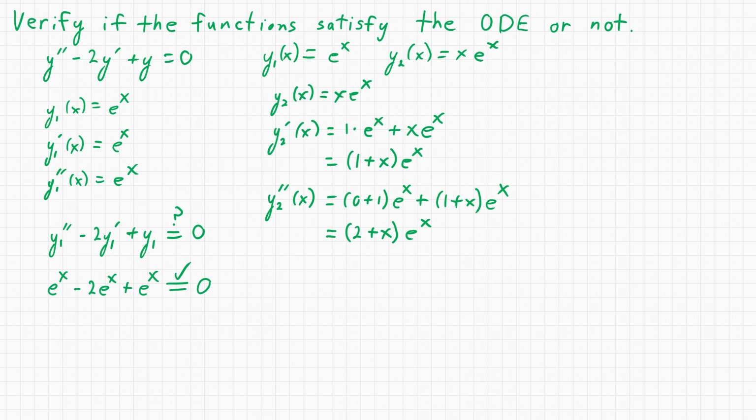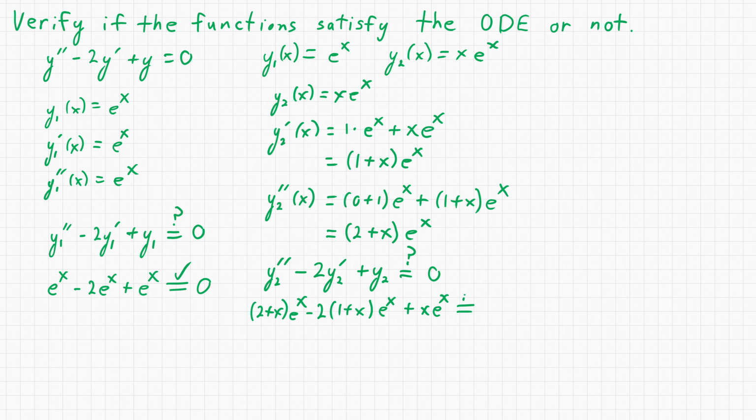Now we get to plug this one in. So now we have y₂'' - 2y₂' + y₂. We want to know, is that really equal to 0? Okay, so let's plug it in. y₂'' is (2 + x)e^x. Got a minus 2 times y₂', which is (1 + x)e^x. And then I've got my plus y₂, which is just x e^x.